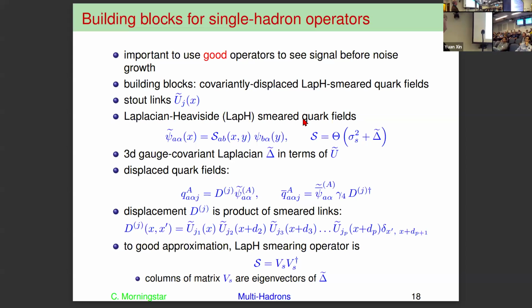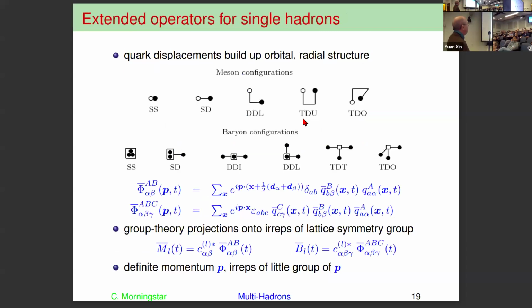So how do we do it? We have to build up our operators out of what are called covariantly displaced Laplacian smeared quark fields. So there's a lot of technology that goes in to being able to compute these energies. And if you don't put all of these ingredients in, it's really hard. You're not going to get a signal. Just over years, we've learned what works and what doesn't. And a lot of it boils down to, here's sort of the kind of things we put in.